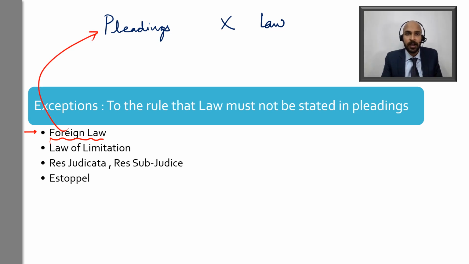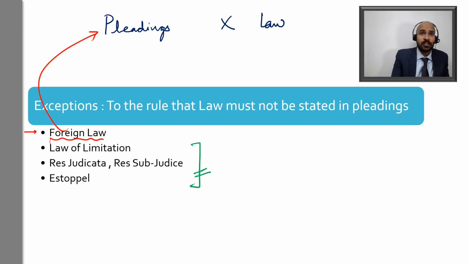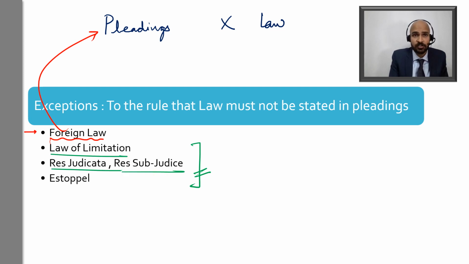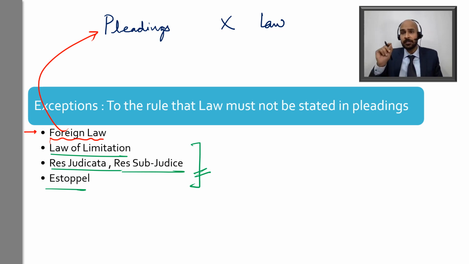There are also some other aspects of law that can be included into the pleadings. These relate to the law of limitation, the rules of res judicata, res sub judice, and estoppel. Let me very briefly take you through them. So these are basically some technical points that can serve as bars on the progression of the suit. So it helps you decide immediately based on some technical criteria.